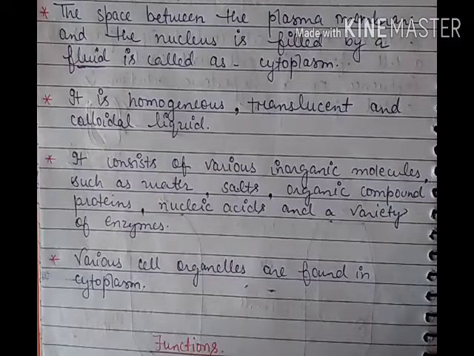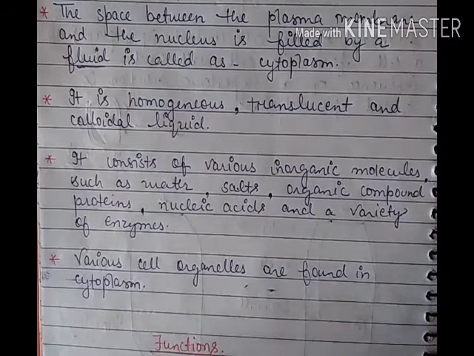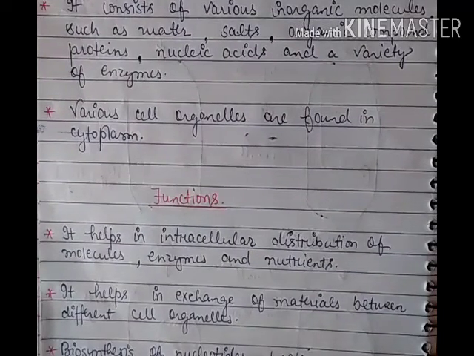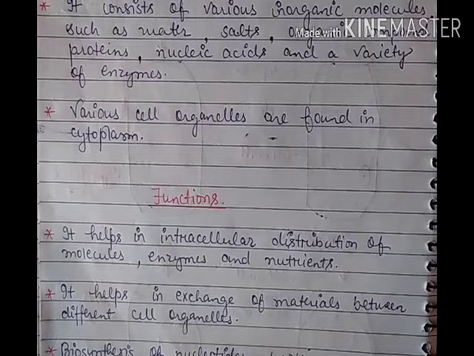So, what are the functions of the cytoplasm in the cell? First, it helps in the intracellular distribution of molecules, enzymes and nutrients. So it makes a base for the cell. Whatever molecules, enzymes and nutrients are present in the cell are distributed with the help of cytoplasm. That's why it is said that it helps in the intracellular distribution of various kinds of substances within the cell.